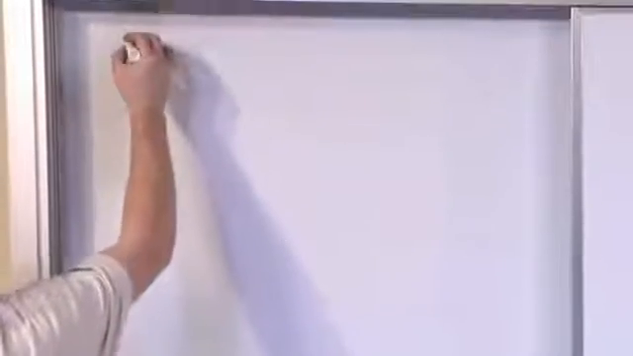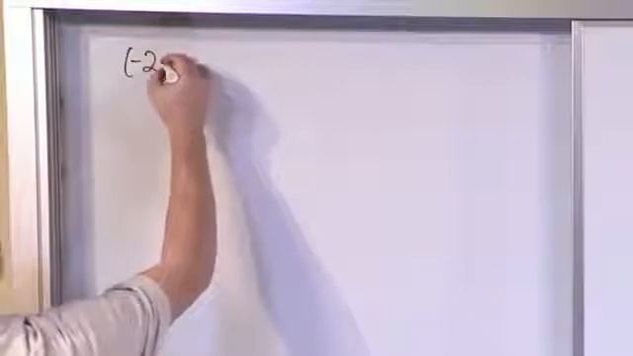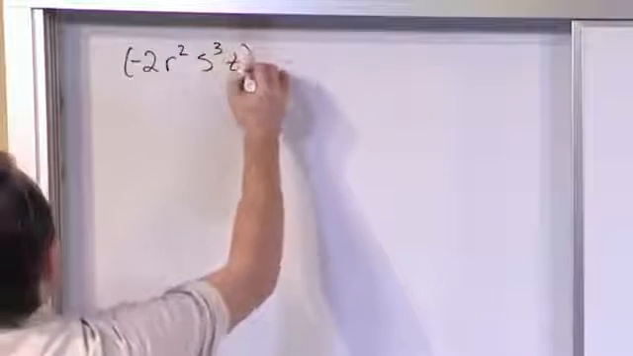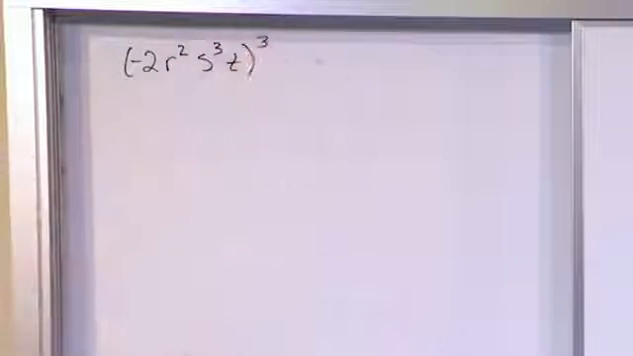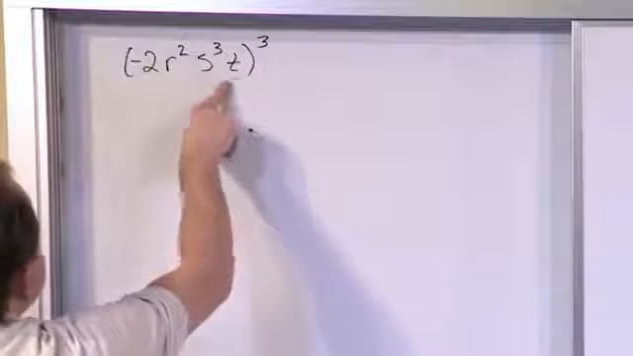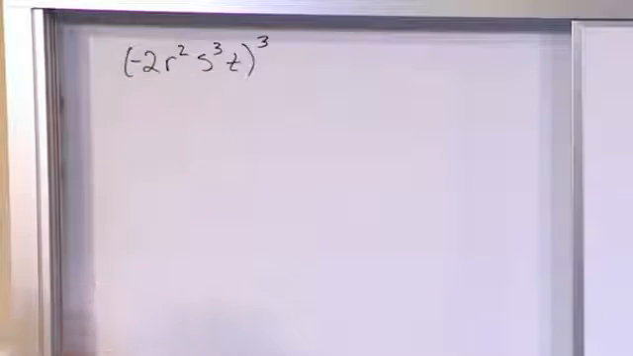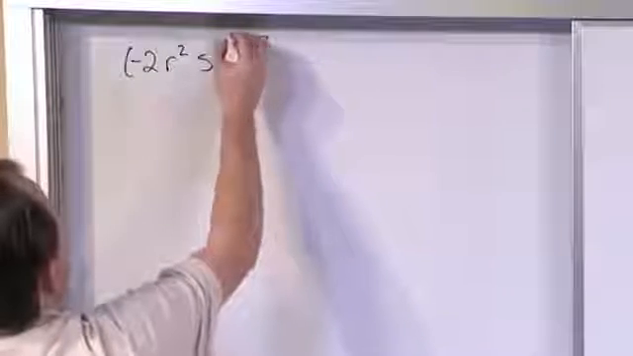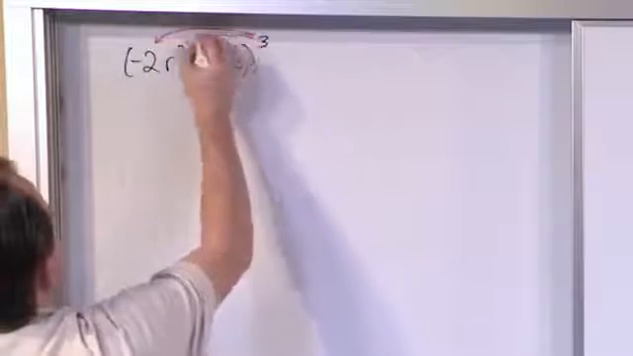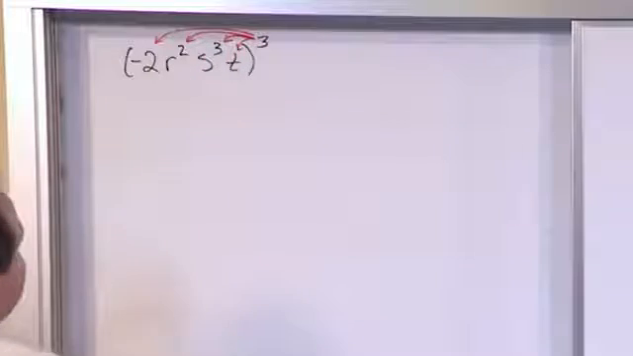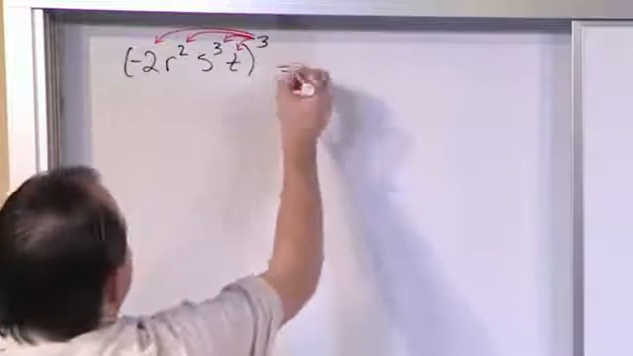All right, let's say we have negative 2 times r squared times s to the 3rd times t, all raised to the power of 3. Okay, so we look inside, we can't really combine anything. We have r's and s's and t's, so we can't combine any exponents in there. The only thing we can do is distribute this exponent in. It would apply itself to the 2, to the r squared, to the s to the 3rd, and to the t. So it's going to apply itself to everything.